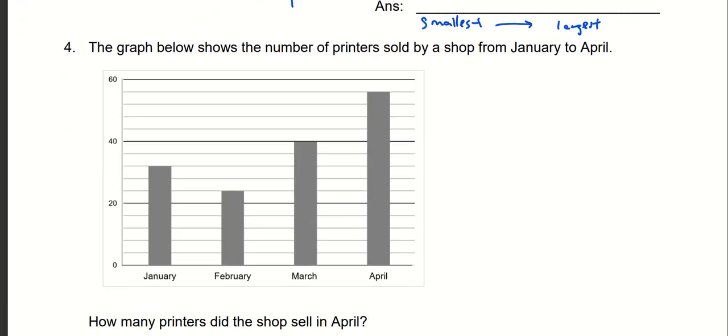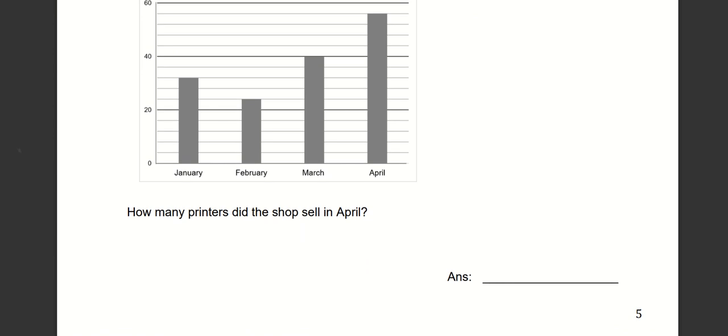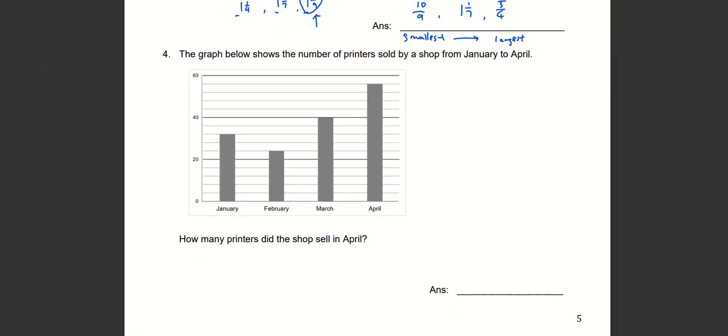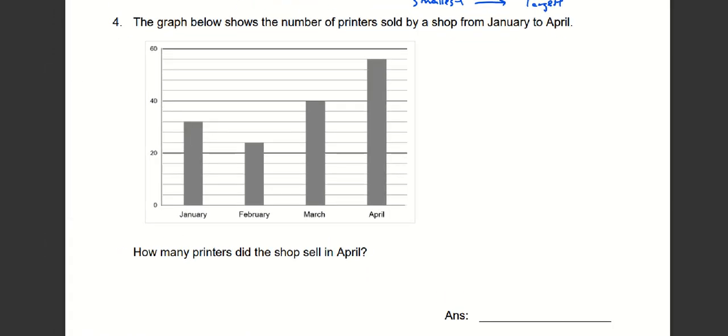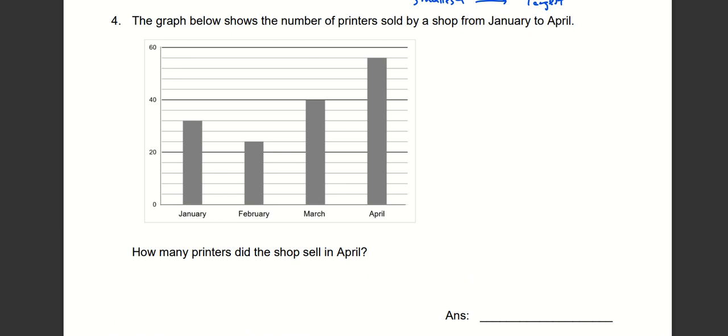The last question for the day, page 5, exercise 3, booklet 1, PSLE questions. We are looking at question number 4. The graph below shows the number of printers sold by a shop from January to April. How many printers did the shop sell in April? So we're looking at this one here particularly.